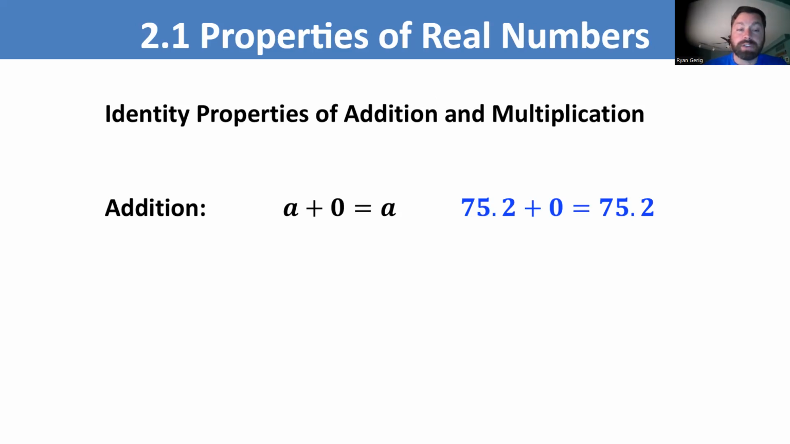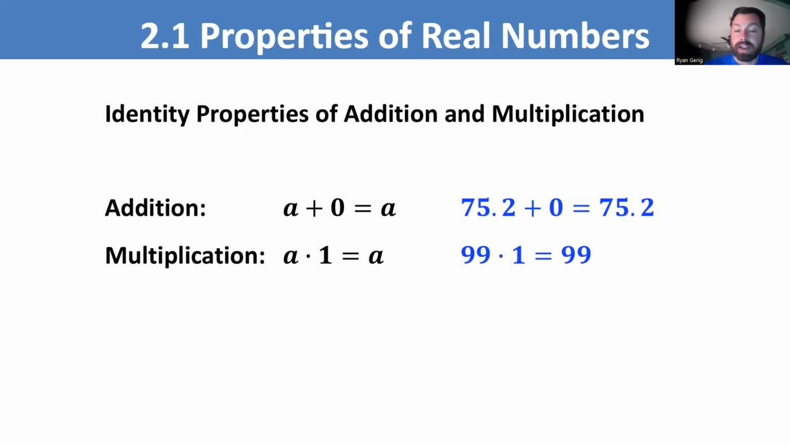What about for multiplication? What can I multiply by to maintain or keep A as my answer? A lot of people think 0. Well, no, it doesn't work that way because A times 0 would give me 0. In multiplication, the identity is 1. A times 1, you get A, right? 99 times 1 is 99. So the identity property is slightly different for addition and multiplication, but it's what gives you the same answer.